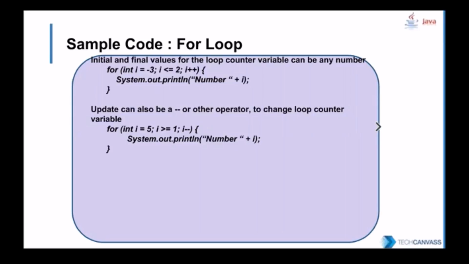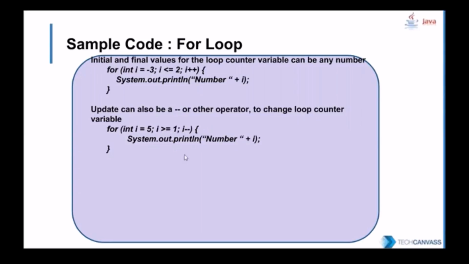So update can also be a minus or another operator. Here we are incrementing it by 1. We can also do a reverse logic, like initialize it to 5, check whether 5 is greater than equal to 1, and decrement it every time. So this loop will be executed till i becomes 0, because we are using greater than equal to.